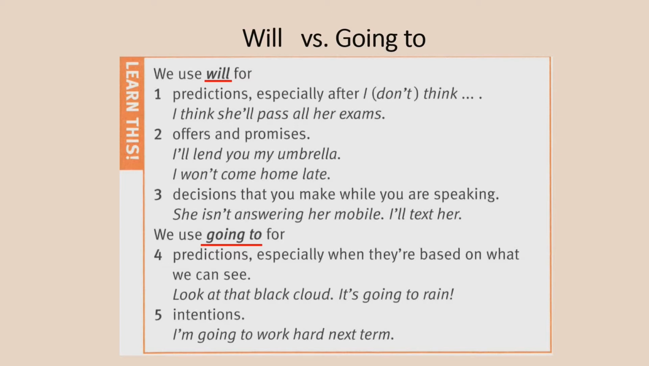On the other hand, going to is used for predictions, especially when they're based on what we can see. So there has to be some kind of present evidence in order for you to be able to use going to. For example, look at that black cloud, it's going to rain. And going to is also used for intentions. So I'm going to work hard next term. That's your intention, that's your plan.